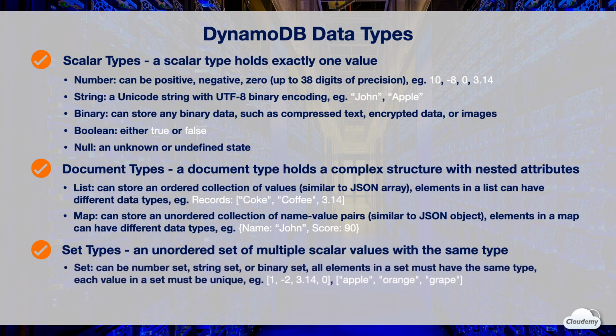A set type can represent multiple scalar values with the same type. DynamoDB supports string, number, and binary sets. All elements within a set must be of the same type. For example, a number set can only contain numbers. A string set can only contain string values. Each value within a set must be unique. The order of the values within a set is not preserved. There is no limit on the number of values in a set. Empty set is not allowed in DynamoDB. However, you can have empty strings and binary values in a set. The maximum size of a set is constrained by the maximum item size of 400 kilobytes.